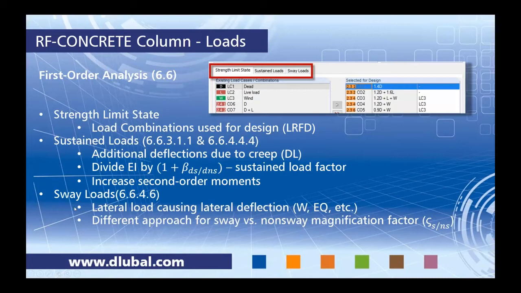sustained loads tab. Sway loads. This is in Chapter 6, Section 6.4.6. This is if we have any lateral loads causing lateral deflections that we want to consider. This is wind loads, earthquake loads, loads of those various types. And here the reason why we have to do that is because there's a much different approach for sway versus non-sway in the moment magnification factor. So by putting loads in the sway loads, everything else will be considered non-sway.